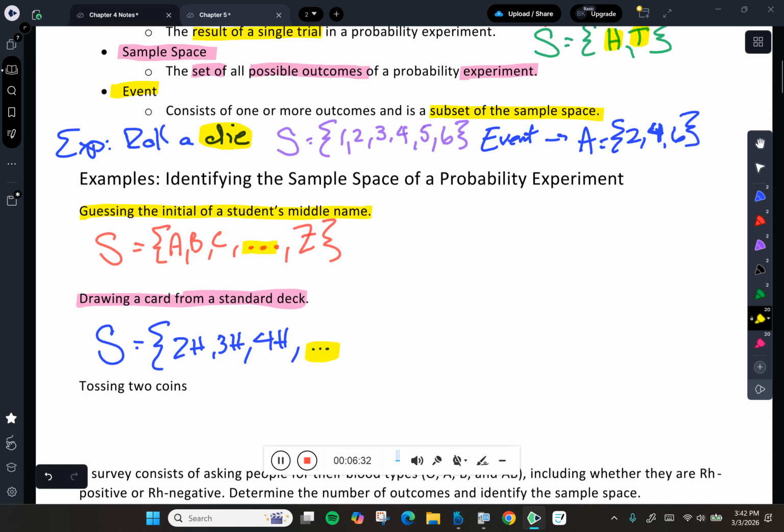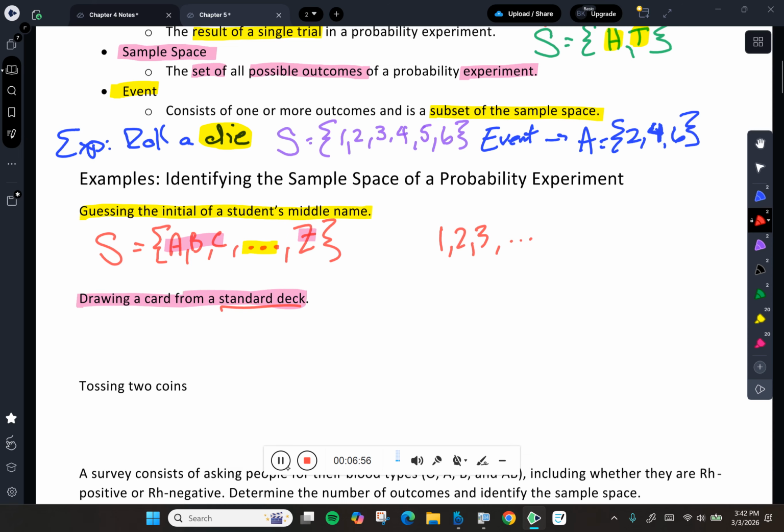The ellipsis works like this, where you can set a pattern and tell it where to end. Or dots work if it was like 1, 2, 3, ... to mean it just goes on forever. But dots don't work with decks of cards. So I don't think I can list it like that in the roster method, but I could say the sample space is all 52 cards.